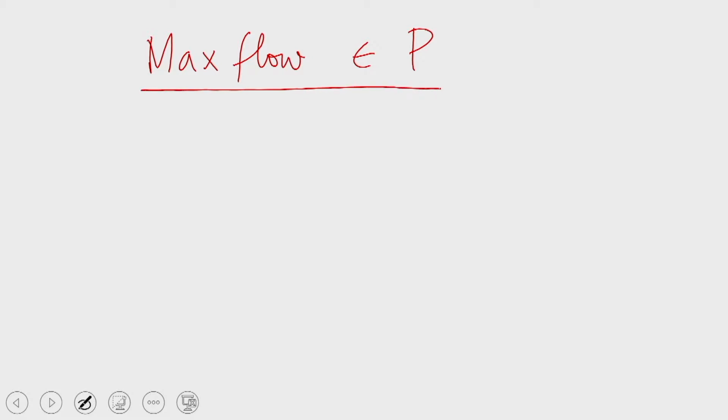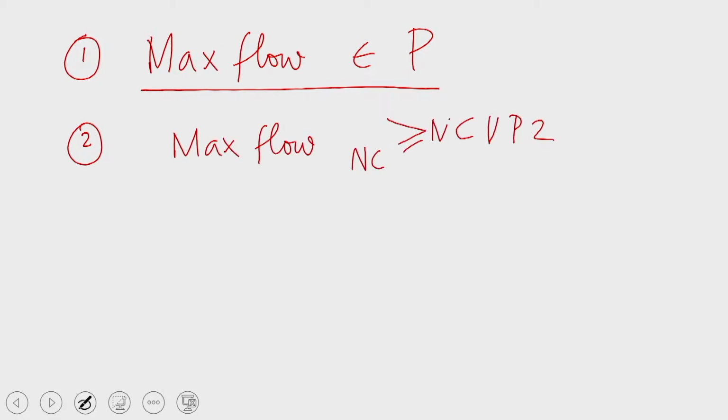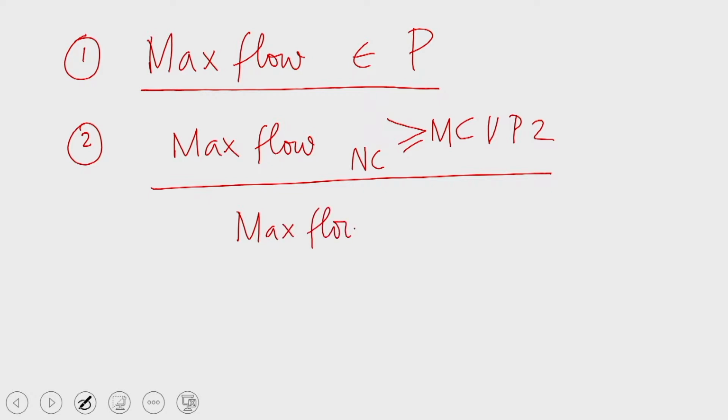We of course know that max flow belongs to P. You would have studied a polynomial time algorithm for finding the max flow of a flow network in the first algorithms course. So that establishes that max flow belongs to P. So this is the first part of the proof. The second part of the proof will show that MCVP2 NC reduces to max flow. When you combine these two parts, we would have established that max flow is P-complete. So now let us prove the second part.